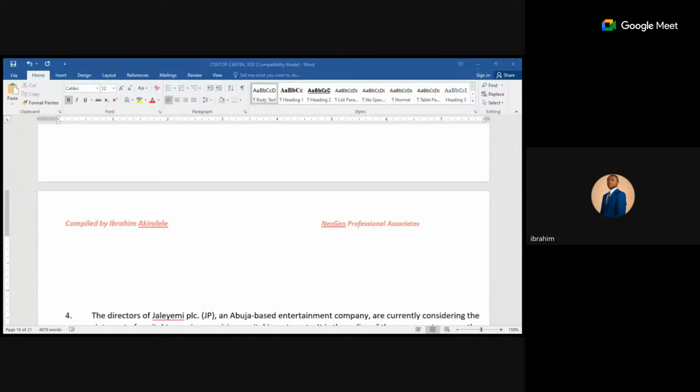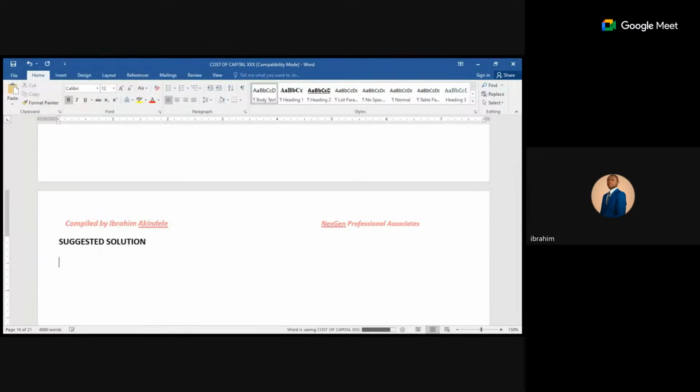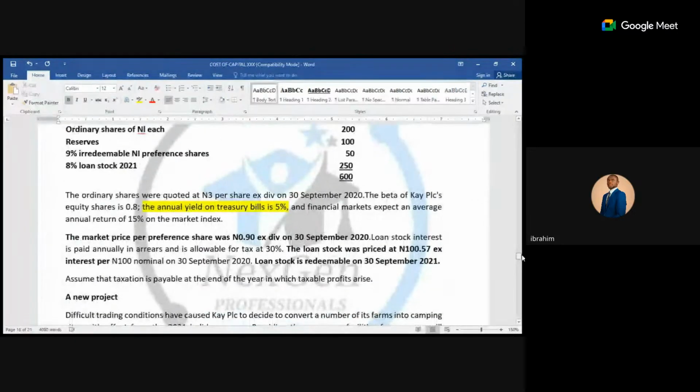Suggested solution. Suggested solution. What is the name of the company? KPLC.